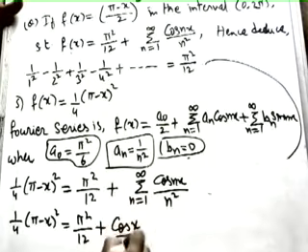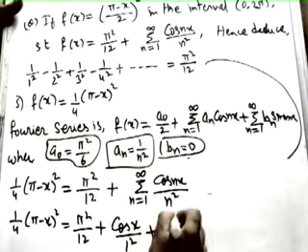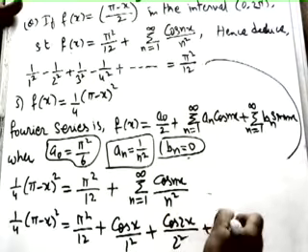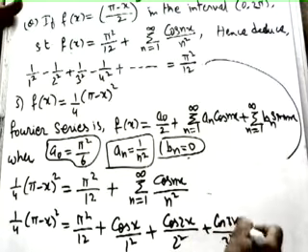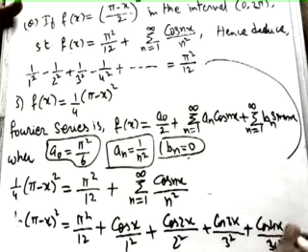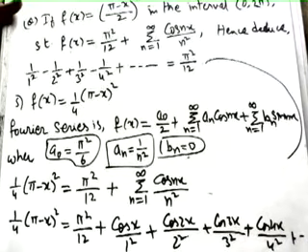Now you keep in place of n, 1. So we get cos 1x, means cos x by 1 square. In place of n, if you keep 2, this will become cos 2x by 2 square plus cos 3x by 3 square plus cos 4x by 4 square. So this will become the Fourier series.